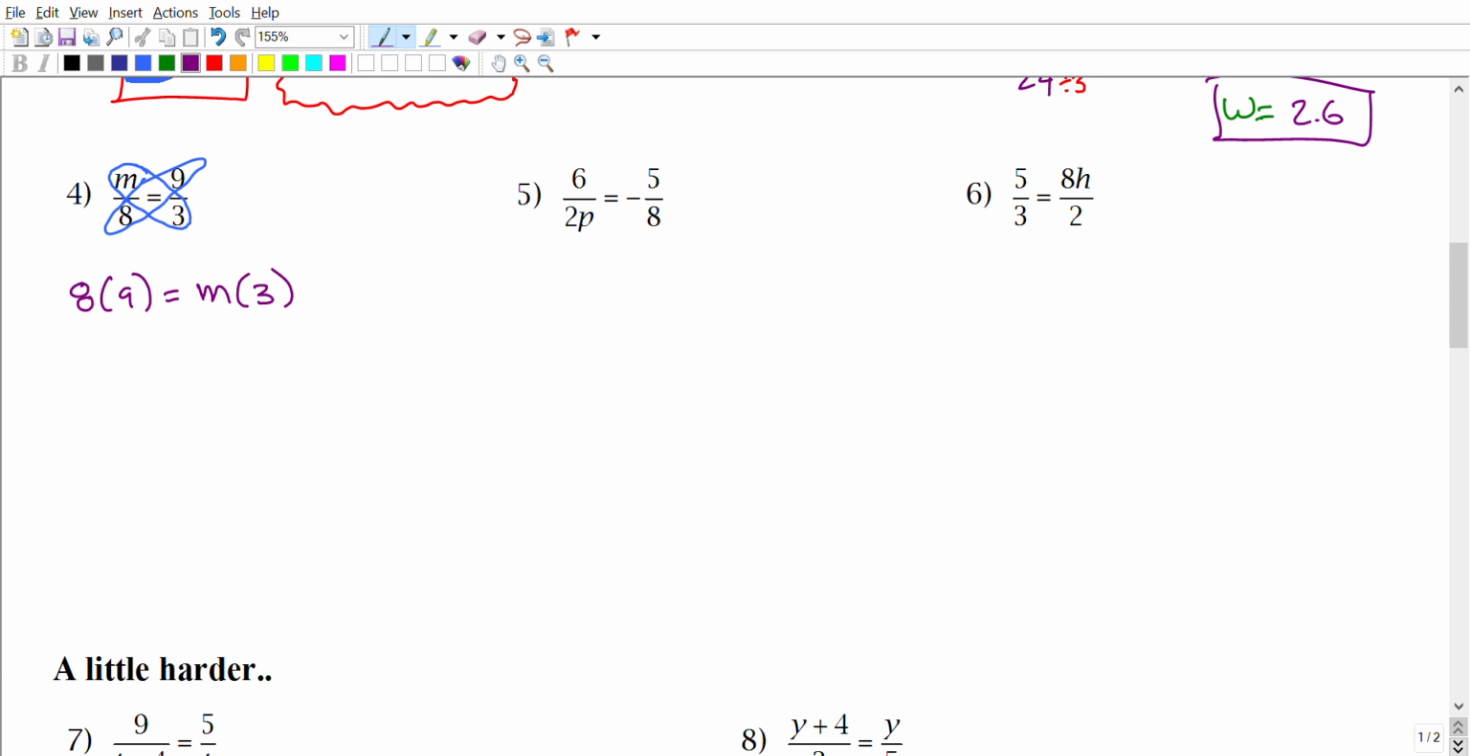Okay, so what do we get? 8 times 9, that's 72. M times 3 is just 3m. I get the m by itself, so I'm going to divide by 3. And I get m equals 24. All right. So again, if you wanted to double check that, you can always plug that back in and make sure that you did get the correct answer.